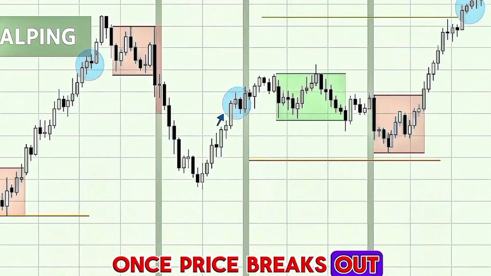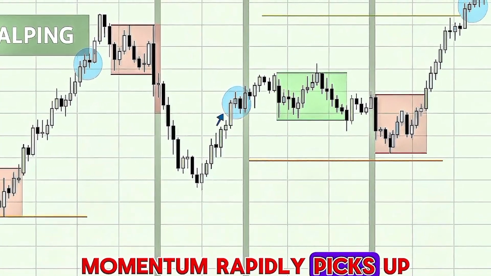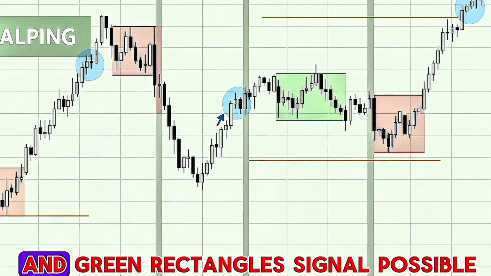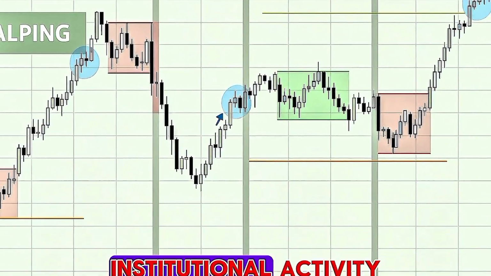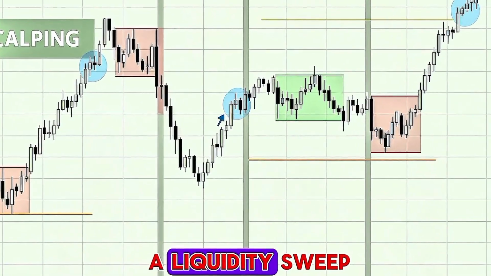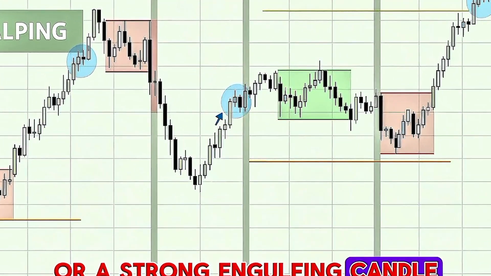Once price breaks out of a box, momentum rapidly picks up, offering a brief window for profit. Notice how the red and green rectangles signal possible institutional activity. Entry triggers often follow a liquidity sweep or a strong engulfing candle.